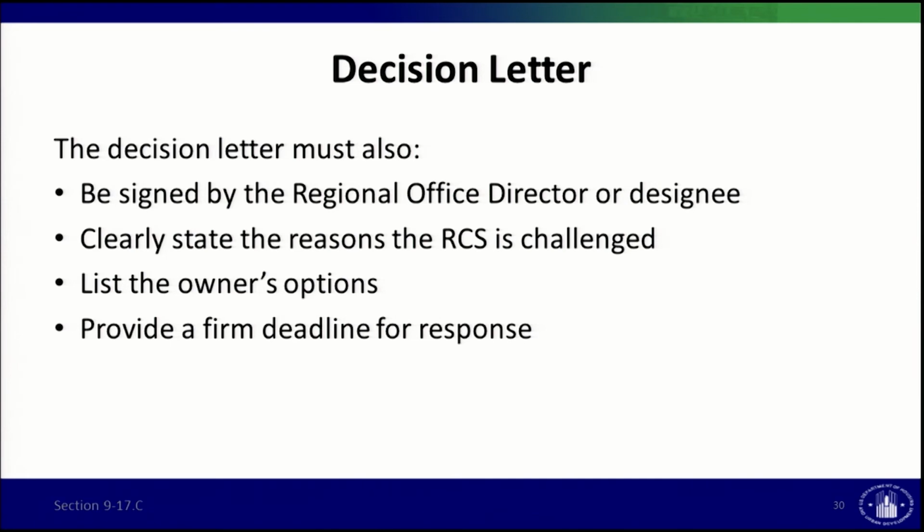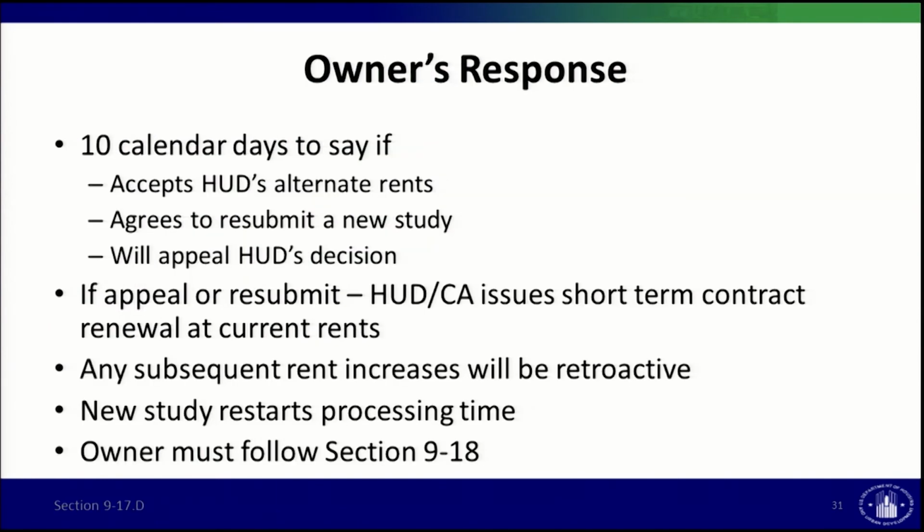Now, the decision letter must also be signed by the regional office director or the designee, and clearly state the reasons the RCS is being challenged. List the owner's options and provide a firm deadline for a response. Then it's time for the owner to meet some deadlines. The owner has 10 calendar days after the date of the decision letter to respond.